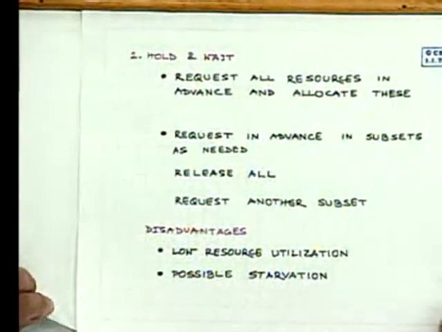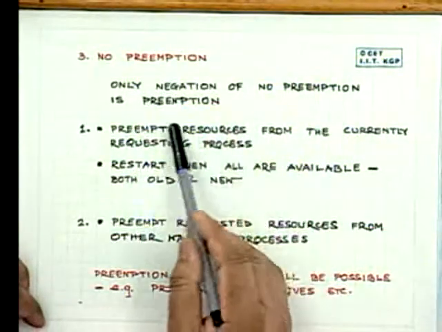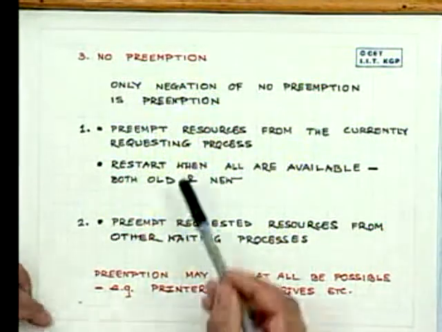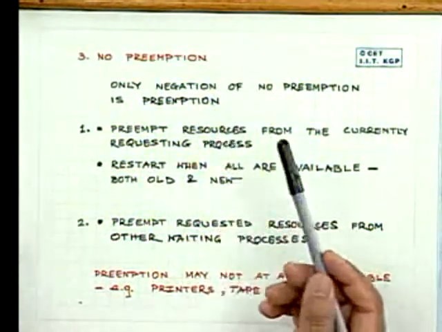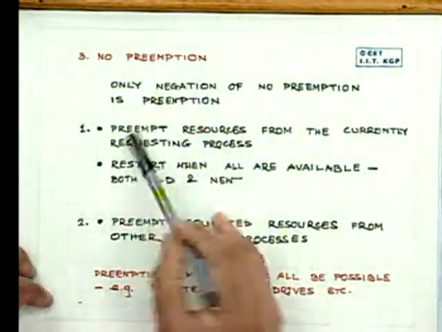Now, let us come to the third condition, that is no preemption allowed. Only the negation of no preemption is preemption, and as I said, preemption is difficult, because preempting resources from the current process, I mean, that can be done in two ways.